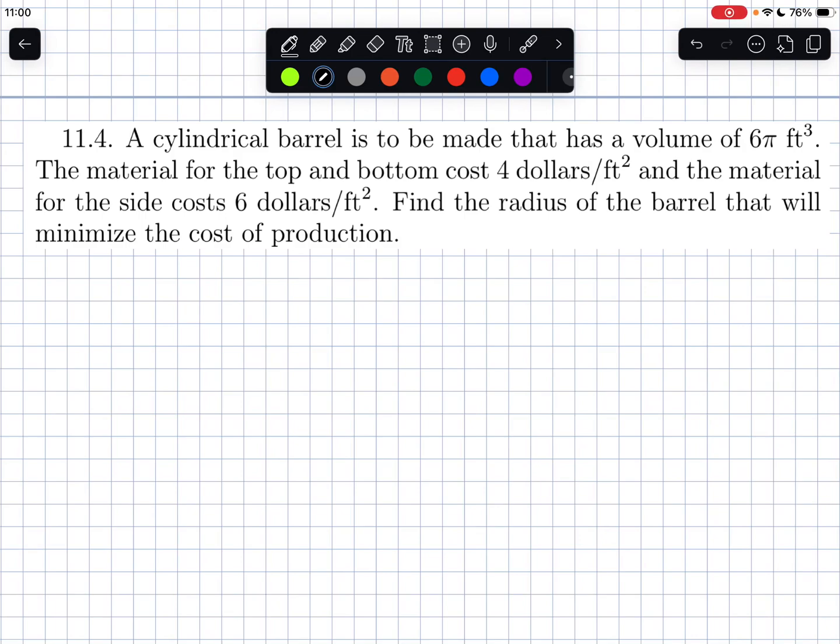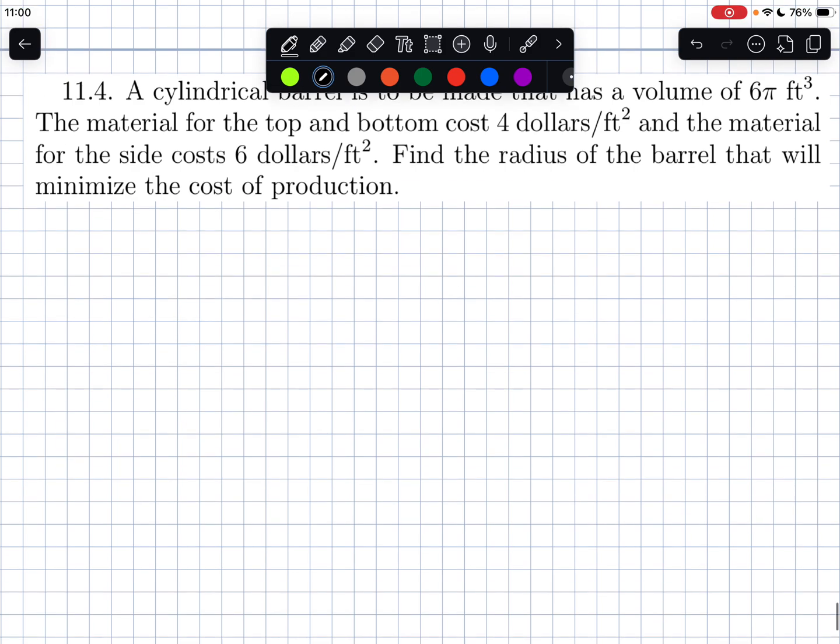A cylindrical barrel is to be made that has the volume 6π feet cubed. The material for the top and the bottom costs $4 per feet squared, and the material for the side costs $6 per feet squared. Find the radius of the barrel that will minimize the cost of production.